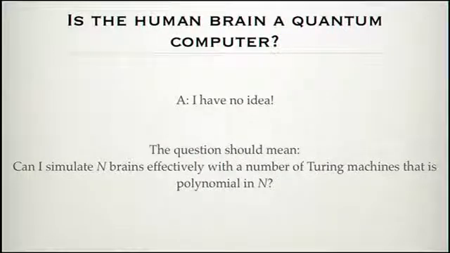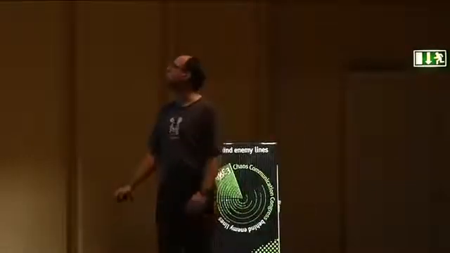I think the correct question, if you want to ask whether the human brain is a quantum computer, is: can I simulate n brains effectively with a number of Turing machines that is polynomial in n, right? So I need to send n to infinity and study this problem. This is really the problem that you want to investigate if you want to decide if the brain's a quantum computer or not. All the other understandings of the question, as I tried to explain, are completely meaningless, and therefore I think also Penrose misses his point, because he's not investigating this question. Okay, that's all I had to say.